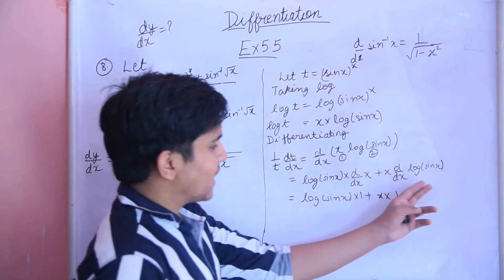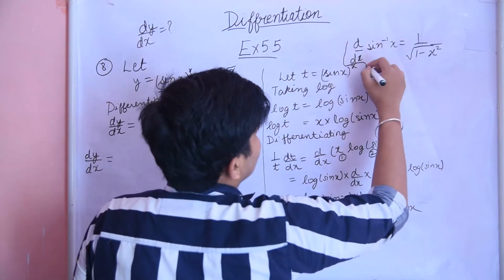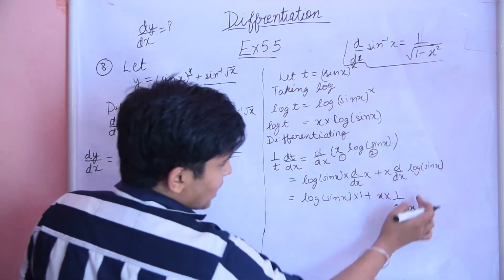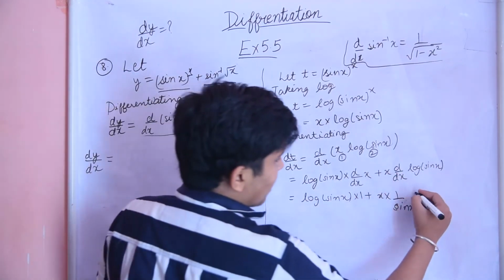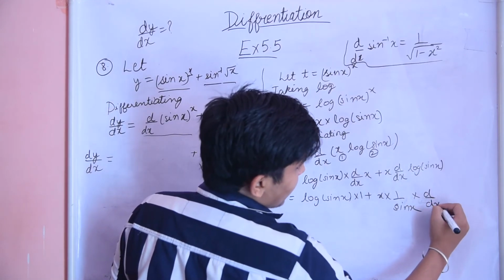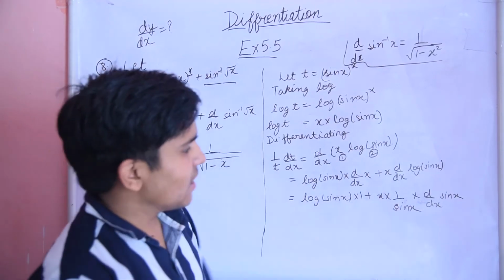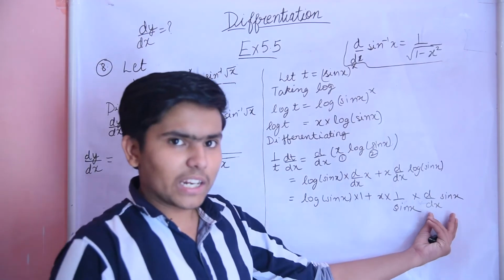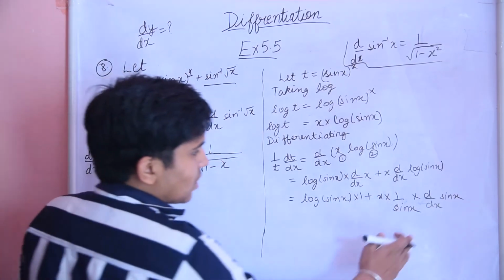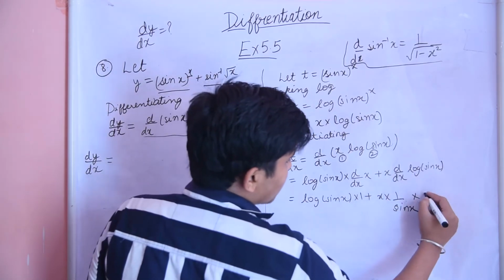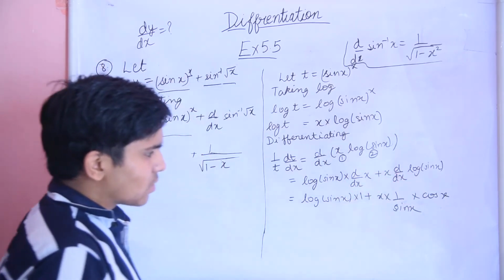So differentiation of log sin x is equal to 1 upon sin x, and here we will also differentiate sin x. As you all know, differentiation of sin x is always cos x. So writing differentiation of sin x directly, it is cos x.